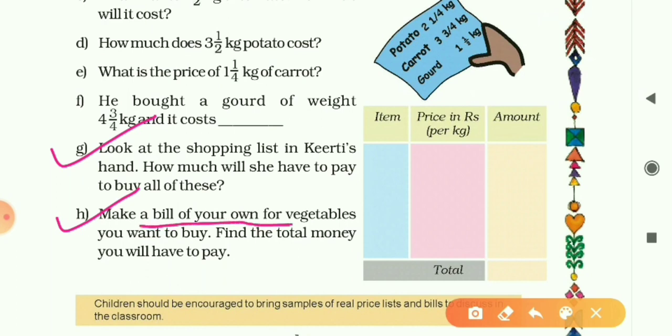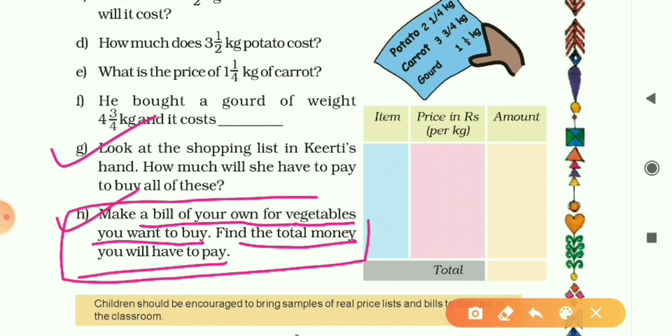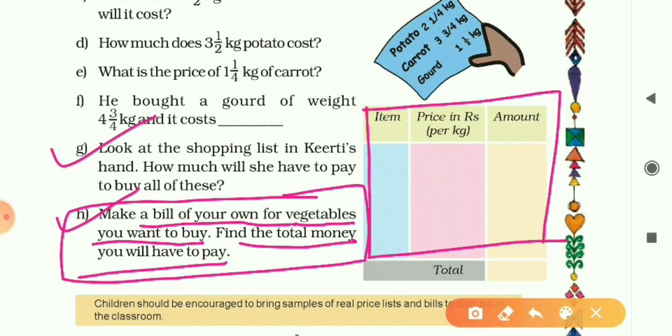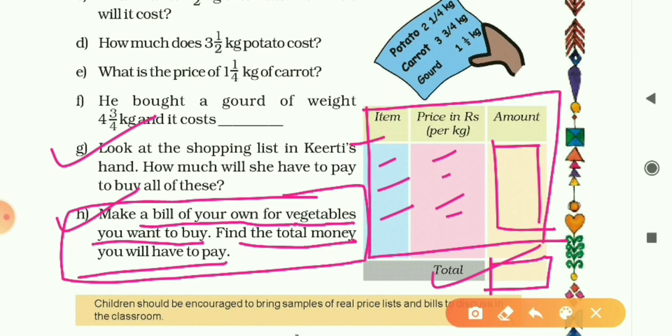Make a bill of your own for vegetables you want to buy. Find the total money you will have to pay. So it is an activity, my dear students. You can do it at your home. And here is the table. You will arrange the items' names here, their price per kilogram, and you will find their amount, what is the cost. And at last here you will write the total amount of all those items.